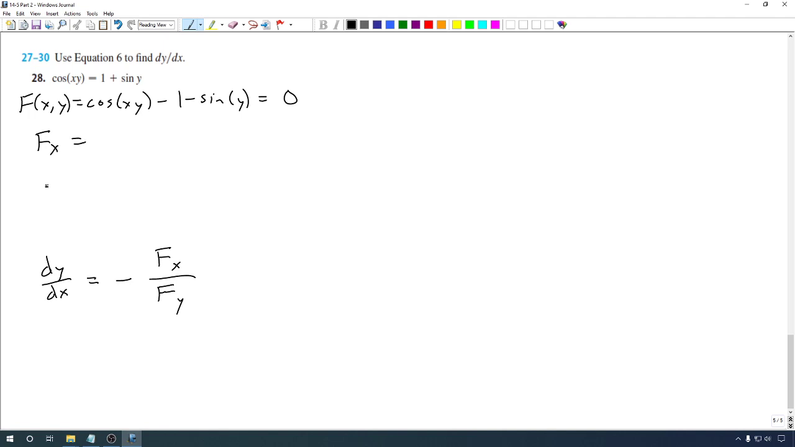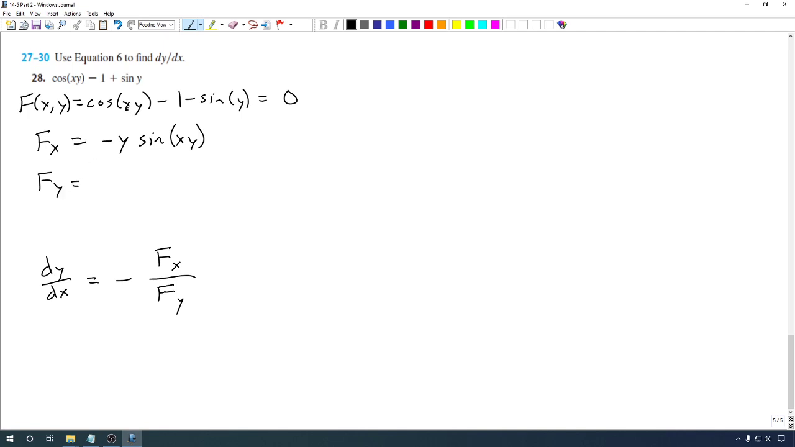So I'm just going to start off by finding these derivatives. Derivative of this with respect to x, well, the negative sign goes away. We don't need those for this part. Derivative of cosine is a negative sine. We keep that same inside in here, but then we have to multiply by the derivative of the inside. Derivative of xy with respect to x is just y, because the y here is a constant that's being multiplied to x. So we have negative y sine of xy.